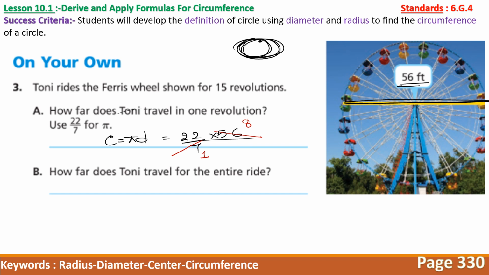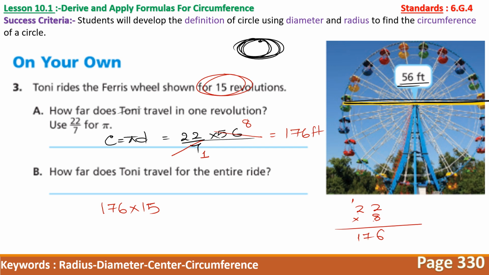Now multiply 22 by 8. Let's multiply 22 by 8 over here. 8 times 2 is 16, 6 down, 1 on the top. 8 times 2, 16, 16 plus 1, 176. So I get 176 feet for one revolution. Now how much is the ride for the 15 revolutions? So you have to multiply 176 with 15. It will give you the complete travel.